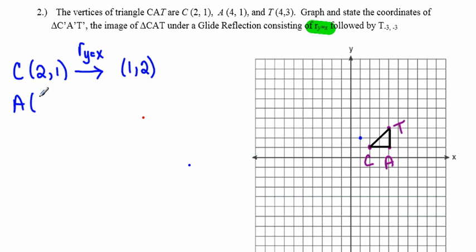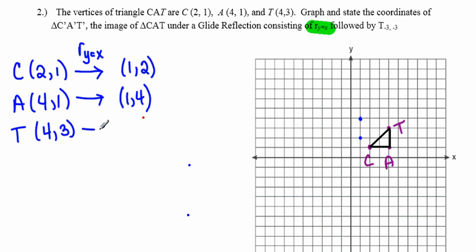Point A, which started out with coordinates 4, 1, after a reflection in the line y equals x, becomes 1, 4. And point T, which started out with coordinates 4, 3, after a reflection in the line y equals x, becomes 3, 4. So that's the first part of my glide reflection.